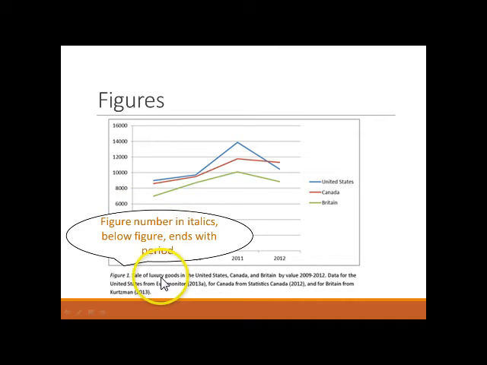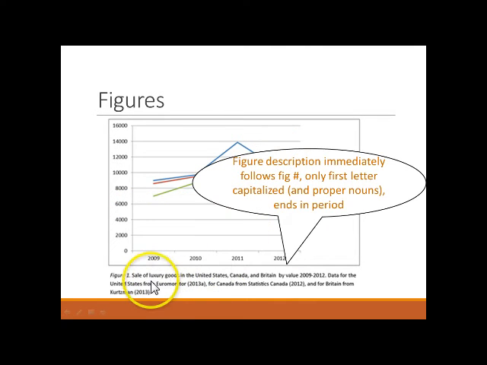So just a lot to keep track of. And then we don't really have a figure title per se. Instead, there's a figure description. So that starts on the line that has the figure number. You only capitalize proper nouns or the first letter of the first word in a sentence, and that figure description should end in a period overall.